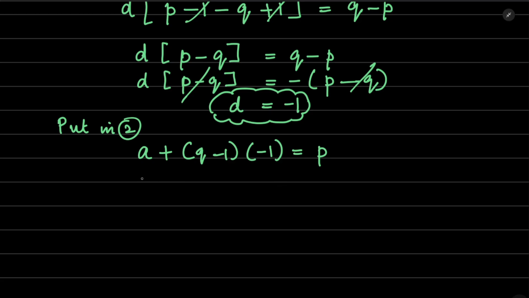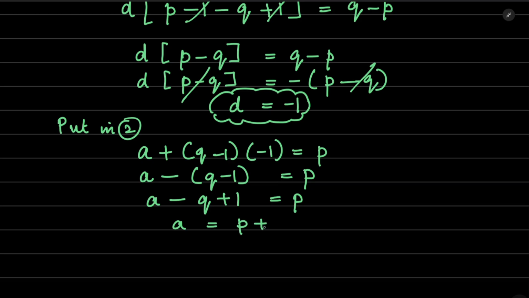D in equation 2. Then this minus 1 into plus will become minus. So minus into q minus 1 equal to p. Okay, now open the bracket. So a minus q plus 1 equal to p, and a is equal to p plus q minus 1. This is your a, right?